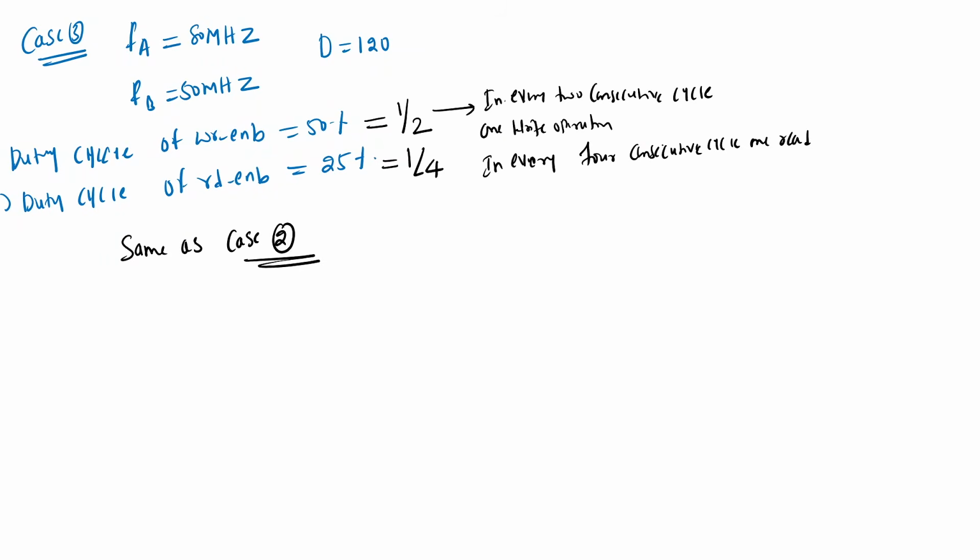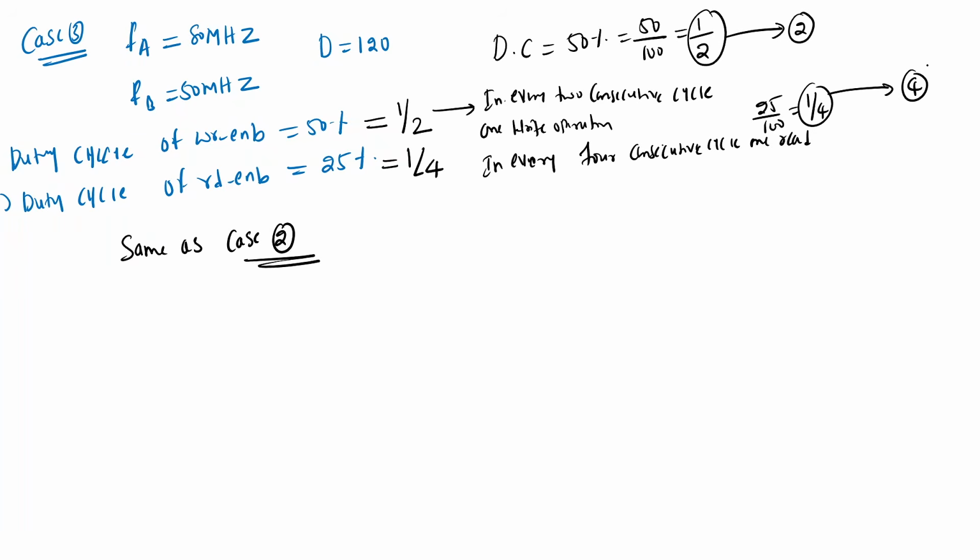So they given in terms of duty cycle. Duty cycle 50% means 50 by 100. So 50 by 100 means how much? 1 by 2. Here 25 by 100, so 25 by 100 means 1 by 4. So every 2 cycles, one write operation is happening. Every 4 cycles, one read operation is happening. This is same as case 3 only.